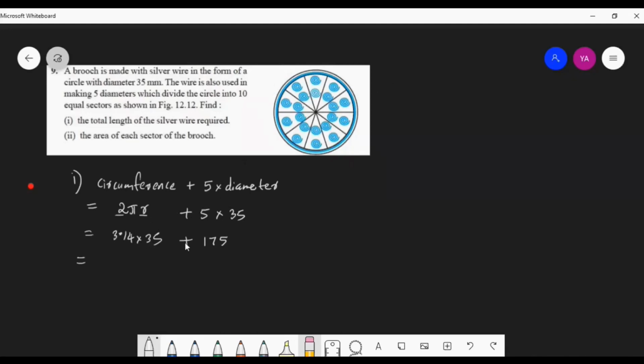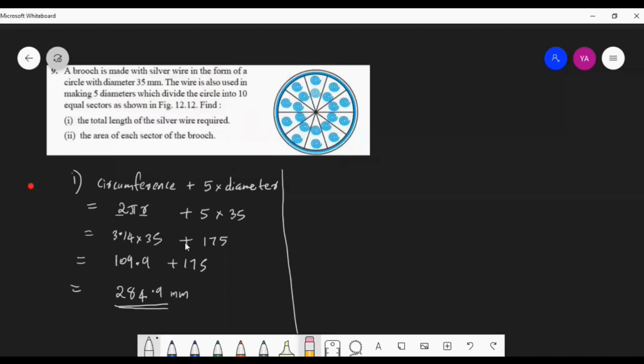109.9. 109 point 9. Okay, plus 175. Just add these two. 284.9. What will be the unit? Millimeter, because the diameter is given in millimeter. So 284.9 millimeter. We got the required length of the silver wire.